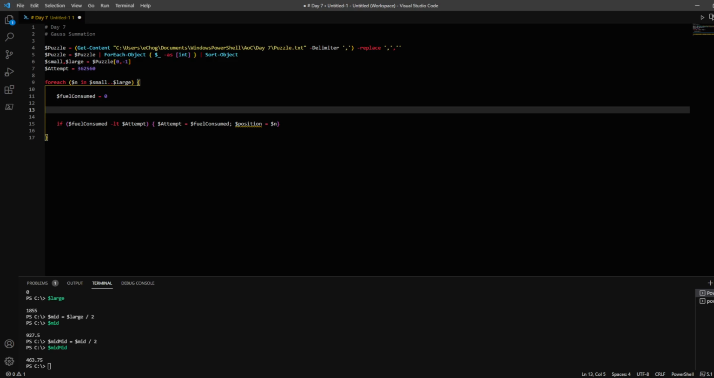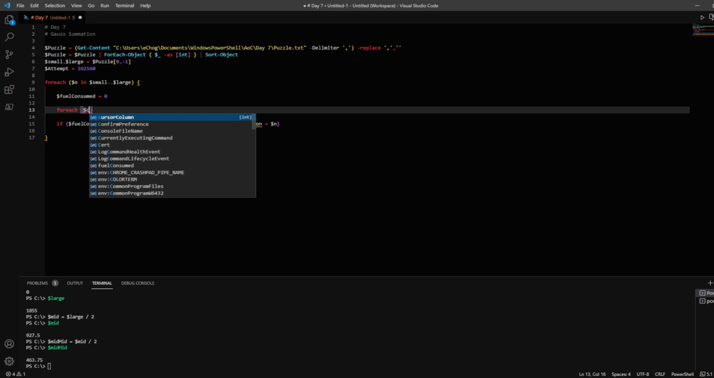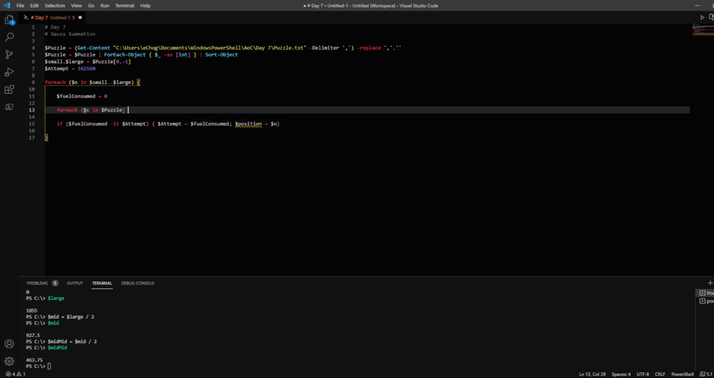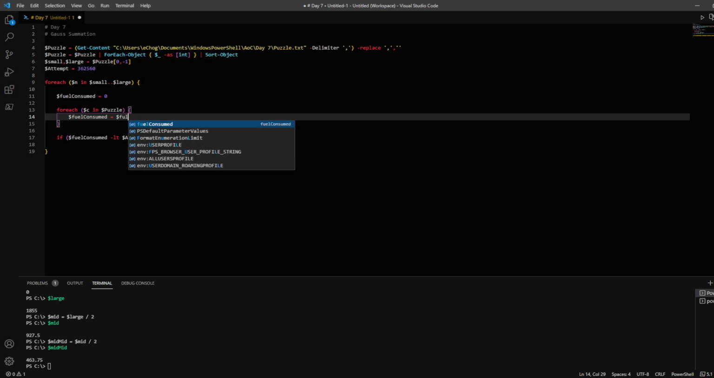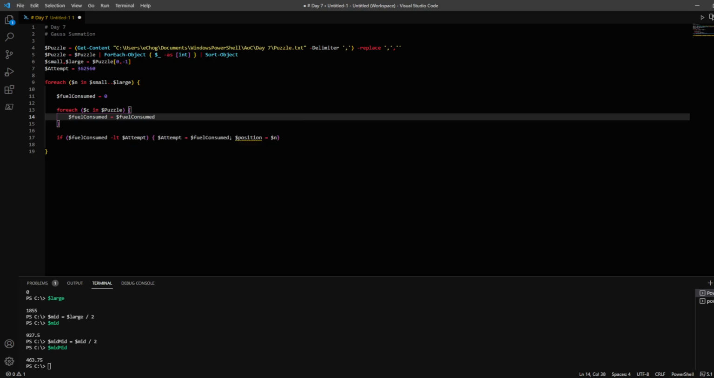So what we're going to do now is say for each crab in the puzzle, we are going to say that our fuel consumed equals our fuel consumed from the previous run. To start, it's going to be 0.